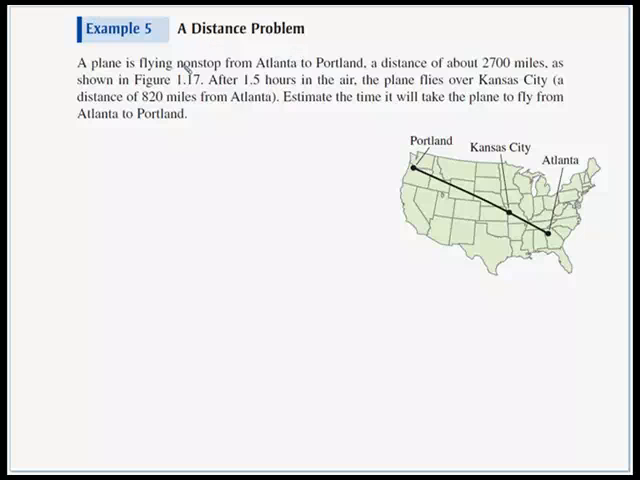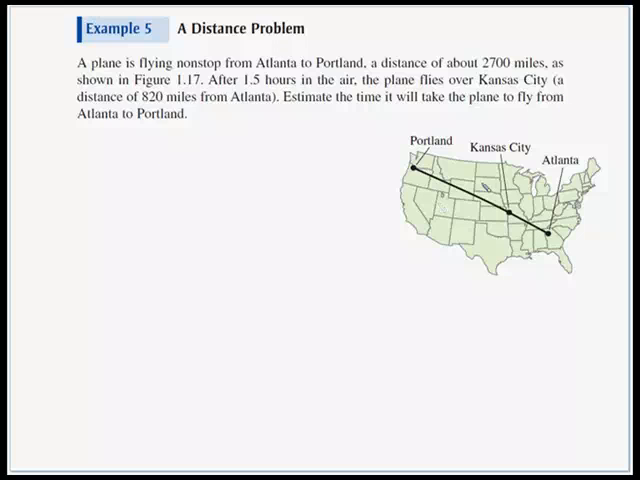a distance problem. A plane is flying non-stop from Atlanta to Portland, a distance of about 2,700 miles, as shown in the figure below. After 1.5 hours in the air, the plane flies over Kansas City, a distance of 820 miles from Atlanta. Estimate the time it will take for the plane to fly all the way from Atlanta to Portland.